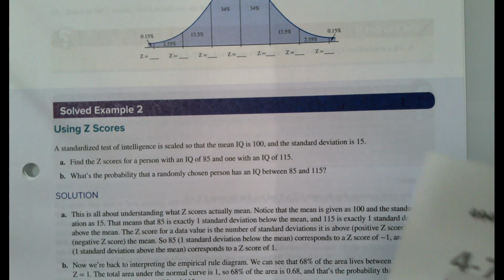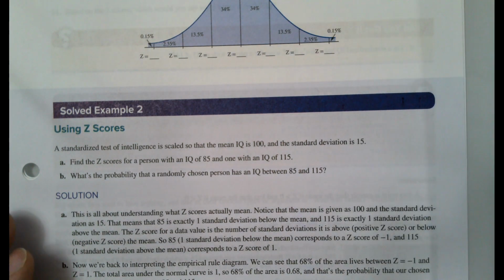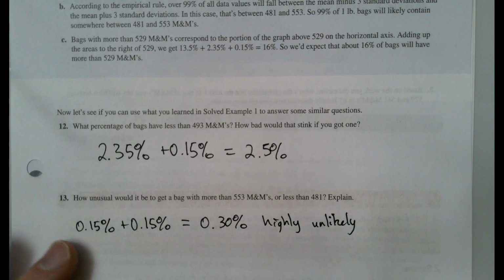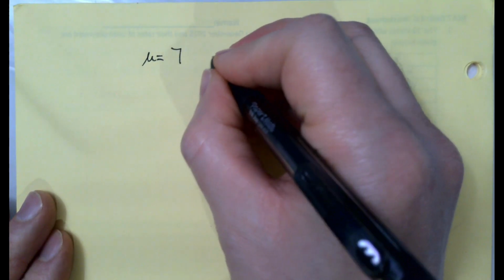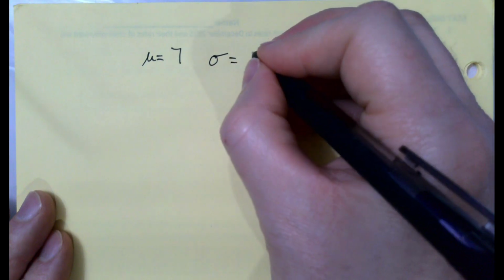Okay, we need to generate one of these for ourselves. So let me just create one for you. We're going to make up a problem. So let's assume that we have a data set that's normally distributed. And let's say that the mean of the data set is 7 and that the standard deviation is 2.